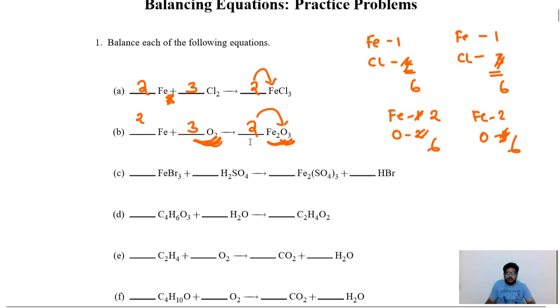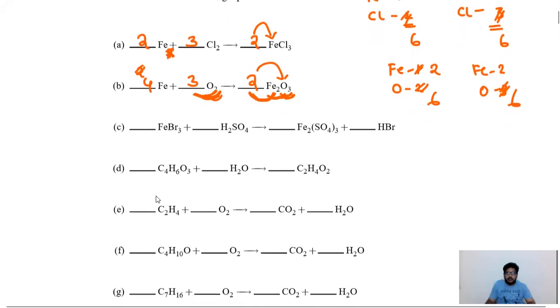But the problem is with iron. How many irons has it become now? 2 into 2, it is 4. So it is 4 now, like that. Now you can go with this just by looking. You can say iron 1, iron 2.